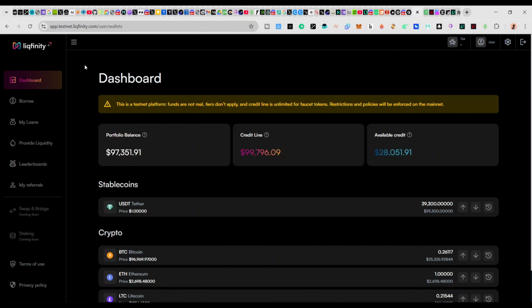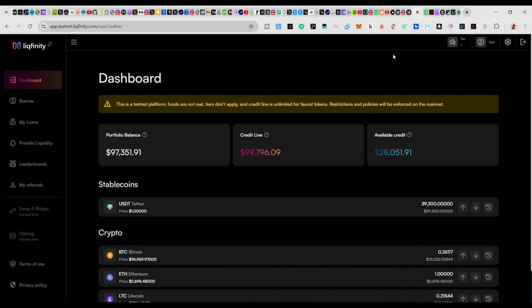You're welcome back to Overworks, and today we're going to talk about Liqfinity. Liqfinity, right? Essentially, what is going on here? It's an AI platform that lets you carry out DeFi services like lending, borrowing, and then providing liquidity. You borrow, you can repay your loans, and you can provide liquidity.